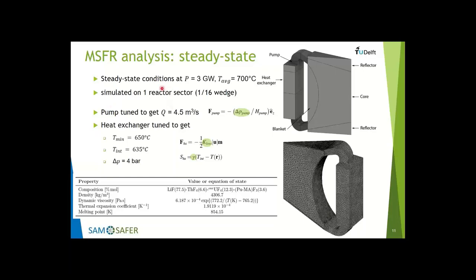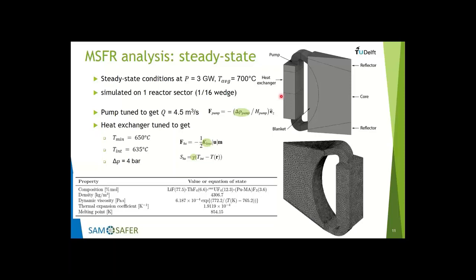So what we've done is to study the steady state conditions of the reactor, imposing a total power of 3 gigawatts and an average salt temperature of about 700 degrees Celsius. And we simulated the reactor by just considering 1/16 of the core, because if you remember, there are 16 identical sectors, so you can actually simulate only one, imposing reflective boundary conditions at the edges of this wedge. And here you see the geometry. So this is the core, this is the toroidal core, axial reflectors, this is the blanket portion, and then you have one recirculation loop, out leg, inlet leg, and then you have the pump and the heat exchanger active region.